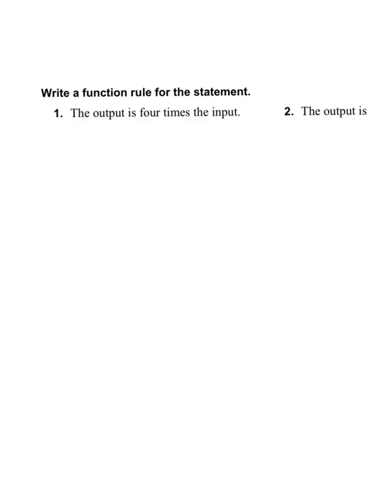Let's look at the first problem from the homework. It says the output is 4 times the input. Just as a reminder, your input, those are your x values. Your output, those are your y values. So the output, so we'll go y, is going to equal 4 times the input. So 4 times x, or y equals 4x.